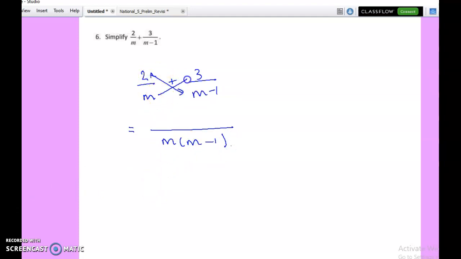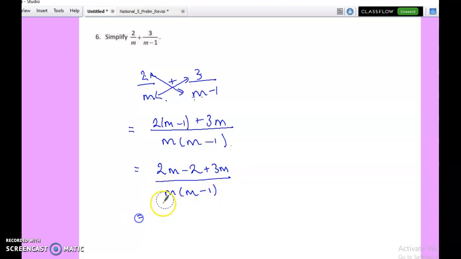We then cross to get the top ones. That m's been times by the m minus 1, so that 2 needs times by the m minus 1. That m minus 1's been times by m, so I need to do the same to the top, times it by m. Multiplying out the brackets. Don't need to multiply out the denominator, it can just be left as a multiplication or a factorised form. Tidying up, multiplying out the brackets gives me 5m minus 2. Denominator stays as m bracket m minus 1.